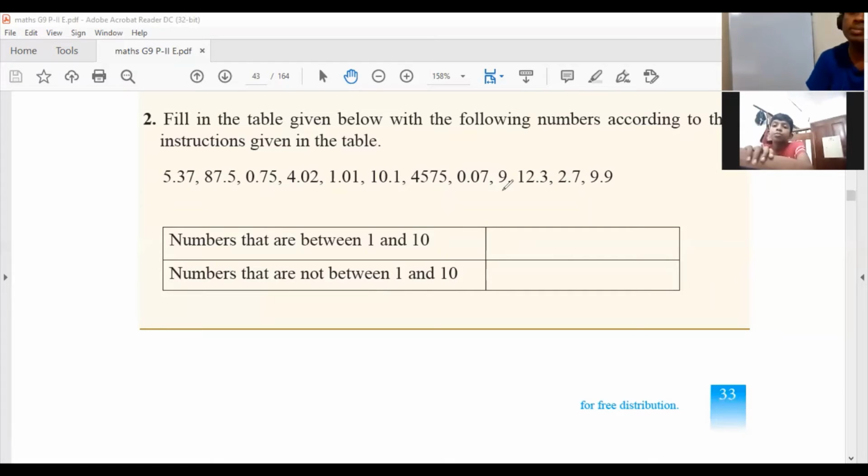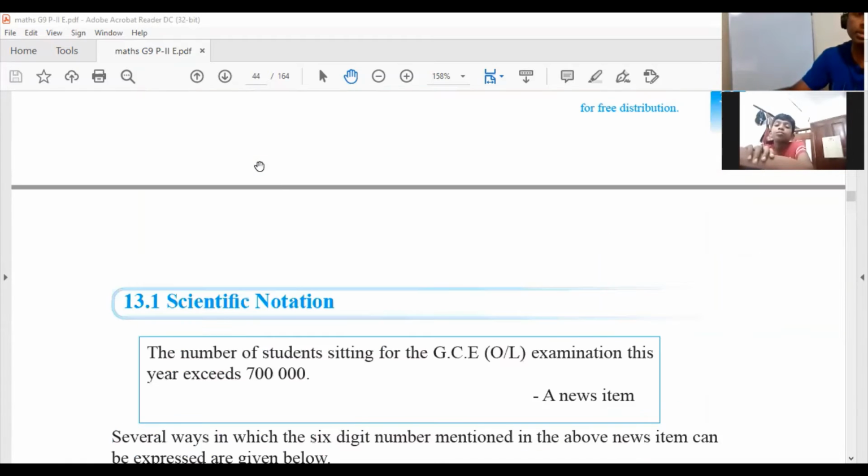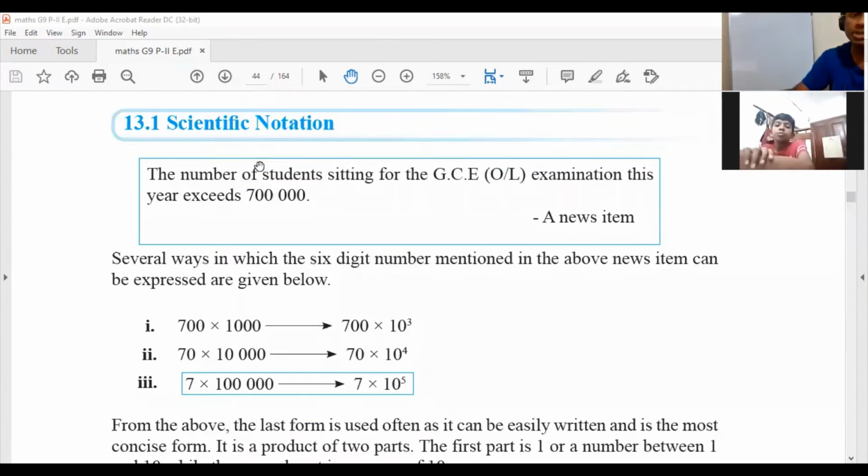9. Between 1 and 10. 12.3. Numbers that are not between 1 and 10. 2.7. Numbers that are between 1 and 10. Good. 9.9. Between 1 and 10. Yes, between 9 and 10. Okay, Lithil, shall we move to the scientific notation?